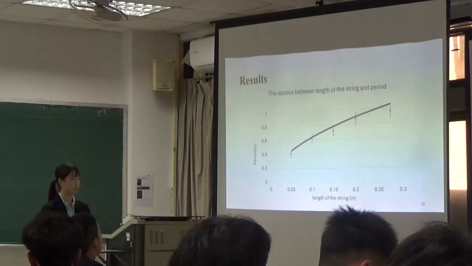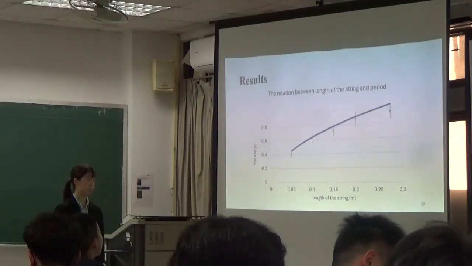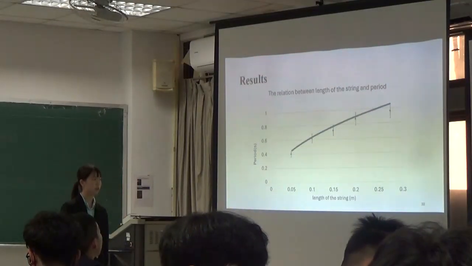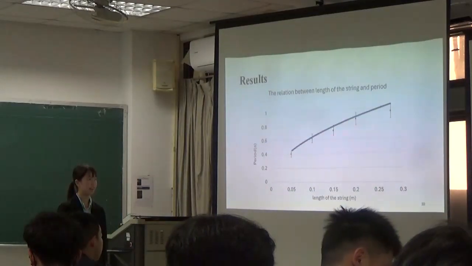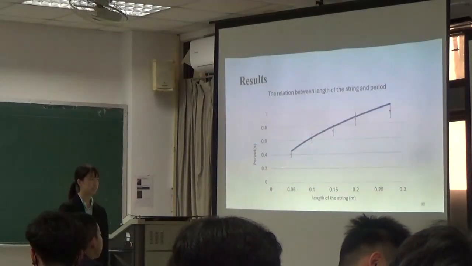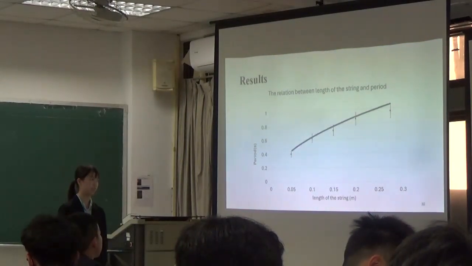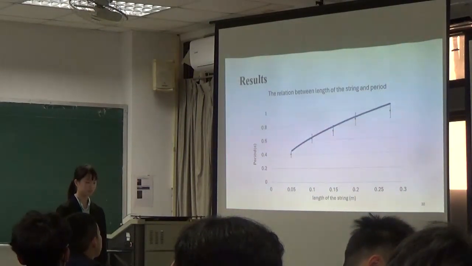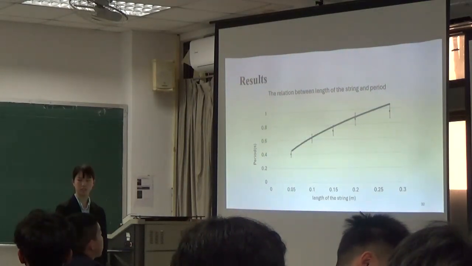And this is the result. The x-axis is the length of the string and the y-axis is the period. The orange points are our experiment data, and the blue line is the theoretical data. We can find our experiment data almost fits the theoretical value. As the length of the string increases, the period also increases.